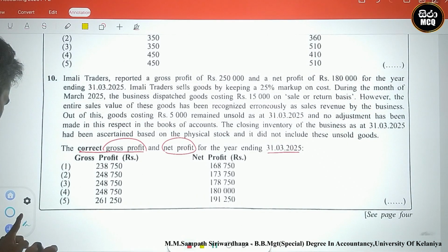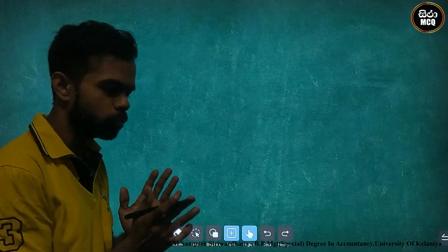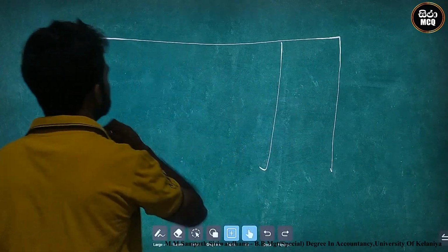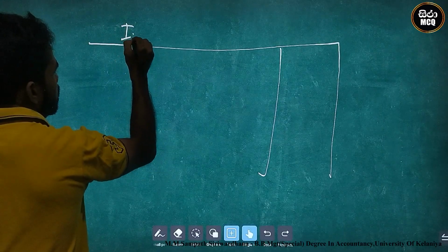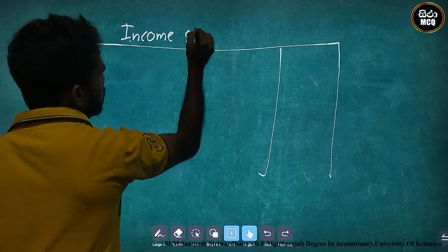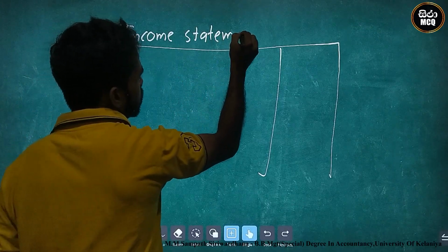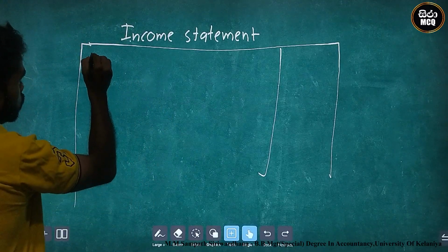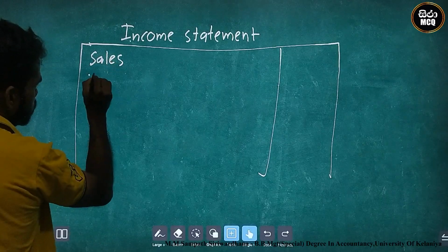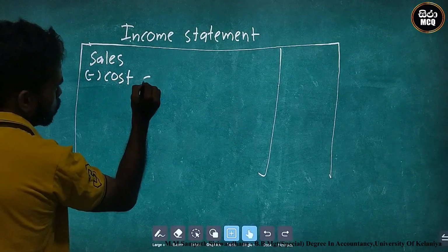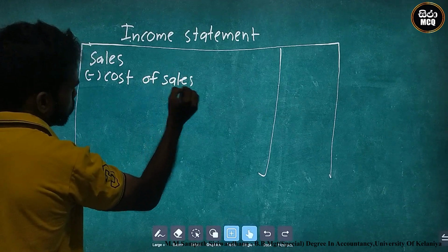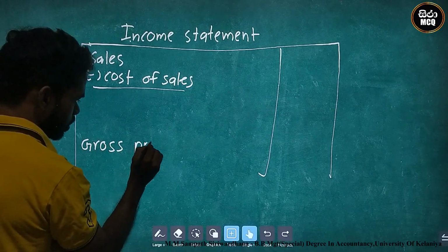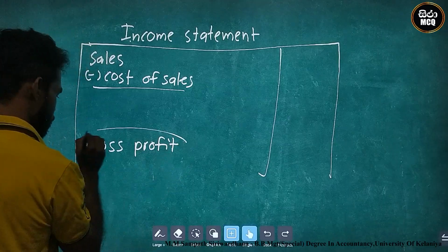I prepared a schedule to identify the gross profit and net profit. What is this? Income statement. You know what the schedule of the income statement is? Firstly, sales minus cost of sales. After that, we can calculate gross profit. This is our requirement, gross profit.